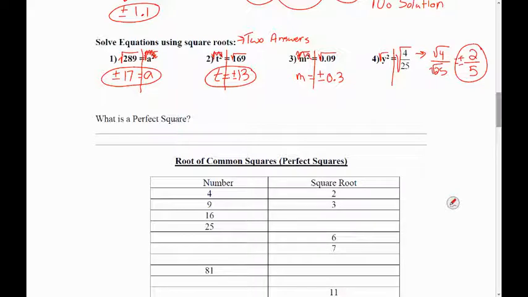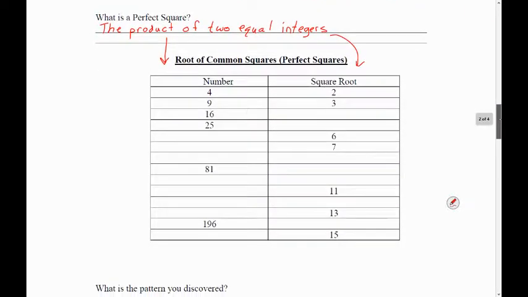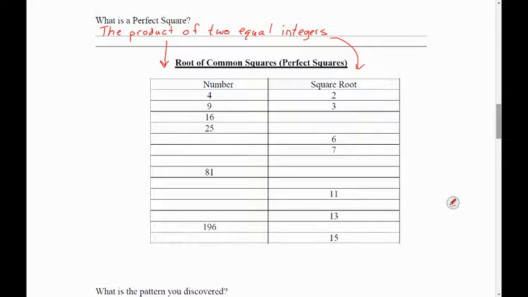Okay? But the best way to talk about this is a perfect square is called the product of 2 equal integers. And this whole chart down here are examples. Okay? So, these are all examples of perfect squares.